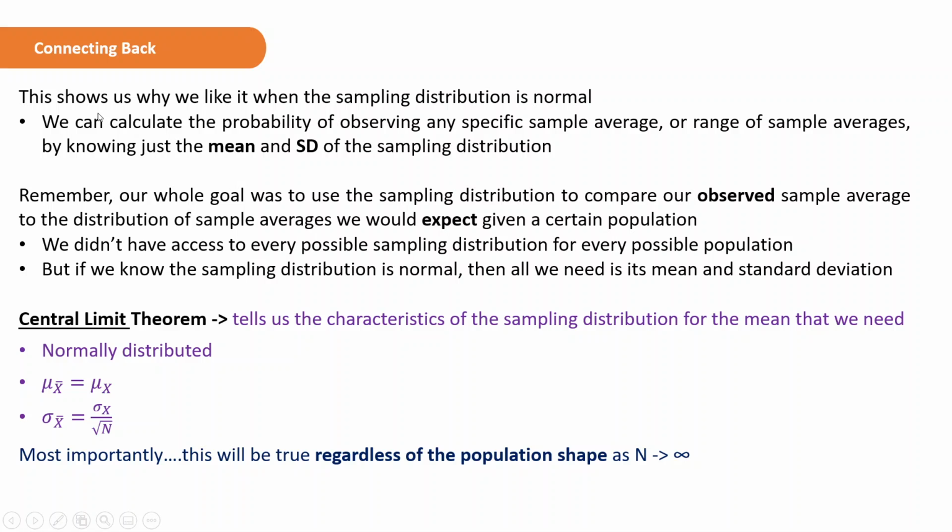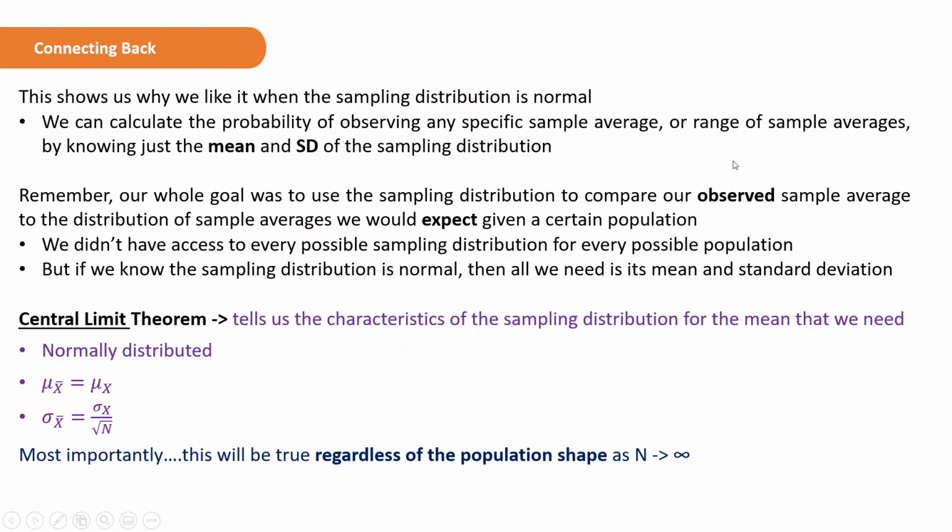Okay, so connecting this back to sampling distributions. This shows us why we like it when sampling distributions are normal. We can calculate the probability of observing any specific sample average or range of sample averages by knowing just the mean and standard deviation of the normal distribution, of the sampling distribution.